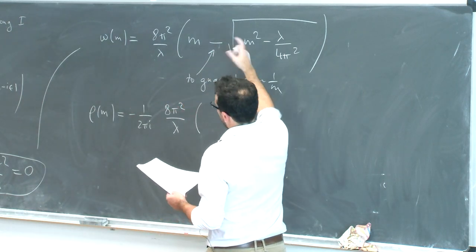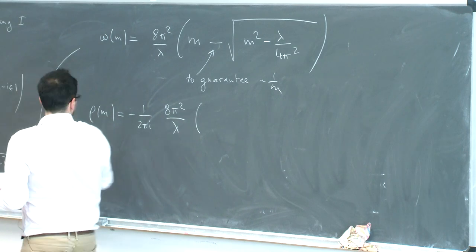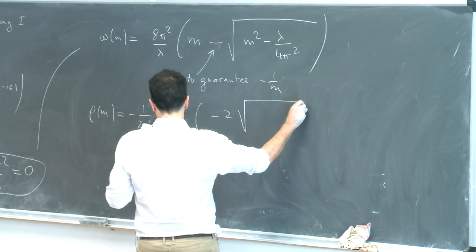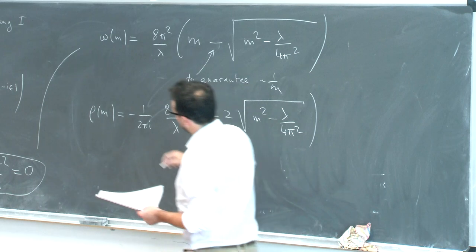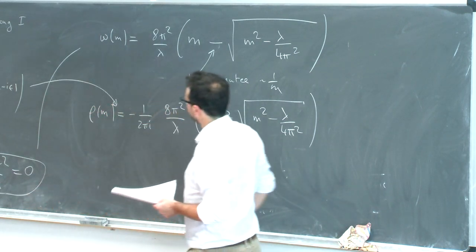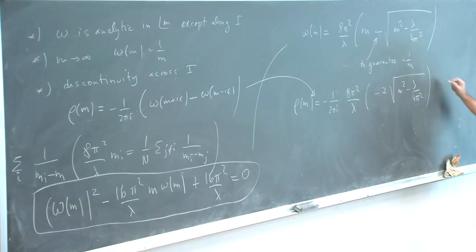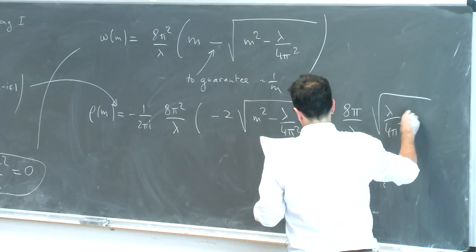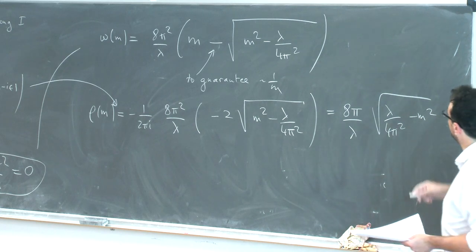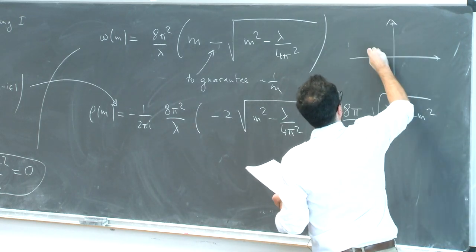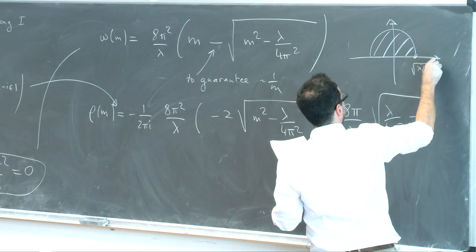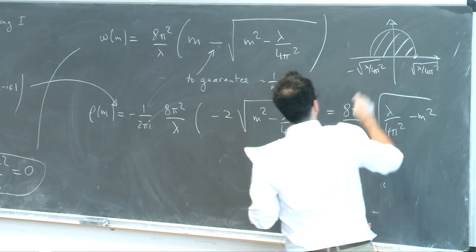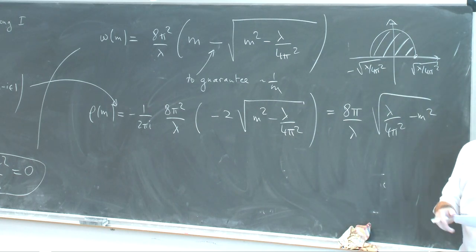And then this is minus, and then so I got this discontinuity. In total, it's 8 pi over lambda, square root of lambda over 4 pi squared minus m squared. So this is the famous Wigner semicircle distribution. It's a semicircle between square root of lambda over 4 pi squared and minus square root of lambda over 4 pi squared. So the eigenvalues are distributed here.